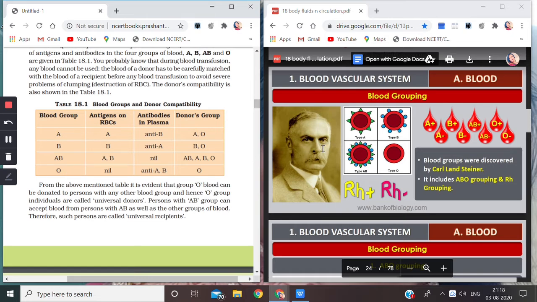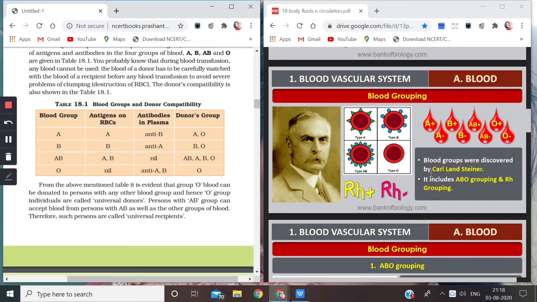Okay, so these are the basic concepts that I have told you. One more thing I wanted to say was that blood groups were discovered by Karl Landsteiner. Please mark this or note it anywhere you want to. Okay, so there were four types: type A, type B, type AB and type O.